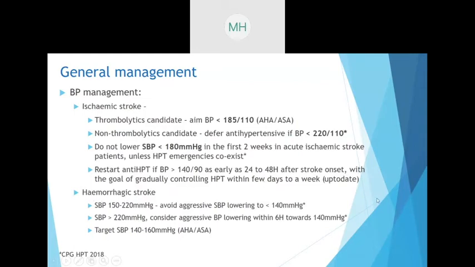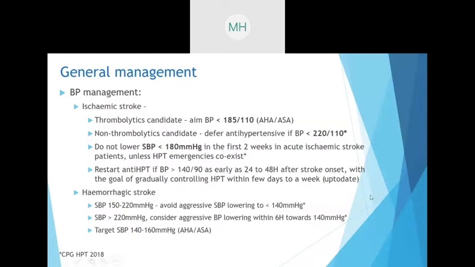For hypertensive emergencies, there is actually no solid evidence regarding the type of first-line drug, but they recommend that the first line is IV labetalol or nicardipine. The second line will be like hydralazine. So there's a consensus, but there's no solid evidence to support the usage of the drugs.